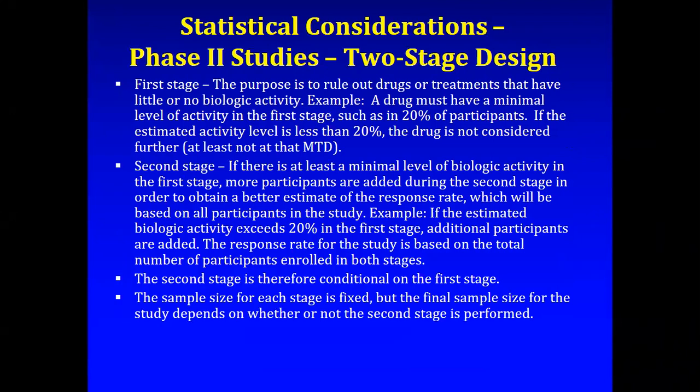Now, if we proceed to the second stage, we'll have patients in each stage, but when we do the analysis, we consider it as one study. So the response rate for the study is based on the total number of participants who were enrolled in both stages. And the last point is, the sample size for each stage is fixed in advance, and that's based on the statistical design and on probabilities.